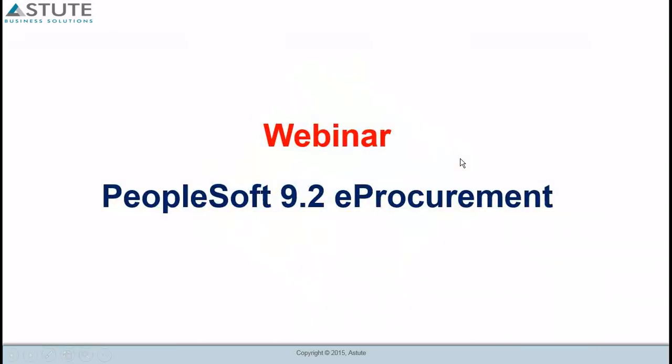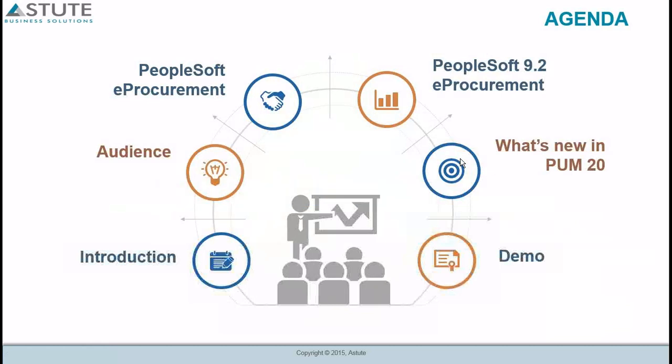All right. So today, like Tanvi mentioned, our webinar is about PeopleSoft 9.2 eProcurement. I'm going to cover the 9.2 new features. That's the big selling point for eProcurement 9.2 and the new features that we have, especially for PUM image 20.